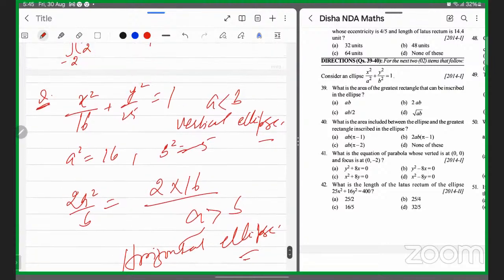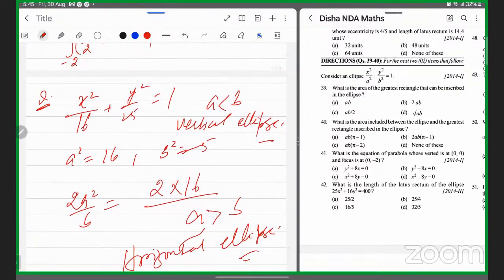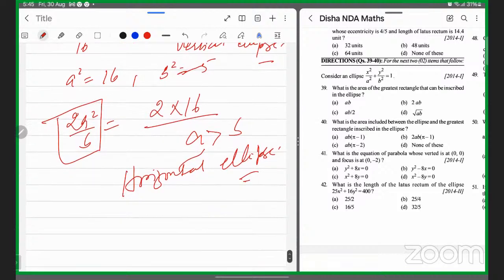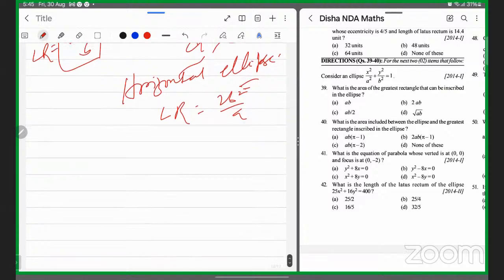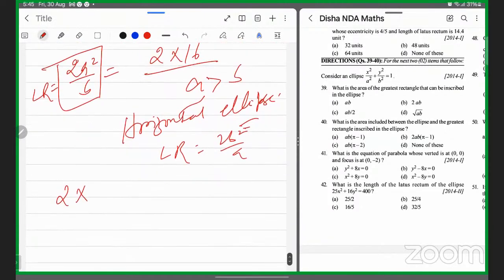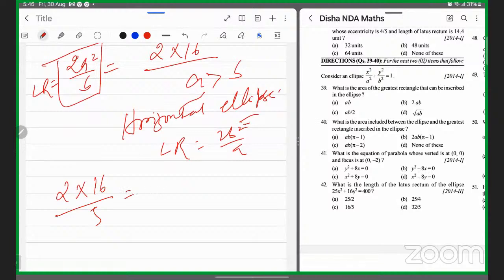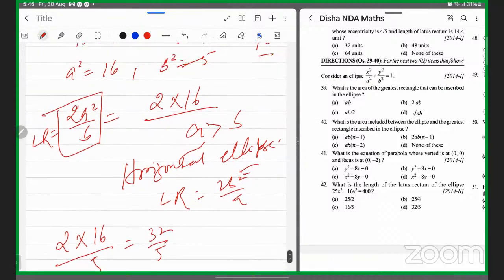Write this concept, very important. If a is less than b, vertical ellipse. In a vertical ellipse, the length of the latus rectum is 2a square upon b. For a horizontal ellipse, a greater than b, the length of the latus rectum is 2b square upon a. Understood? Understood my words, everyone? So here, 2a square is 16, I hope. B is 5. So 32 by 5. D is the correct answer. Understood, everyone?